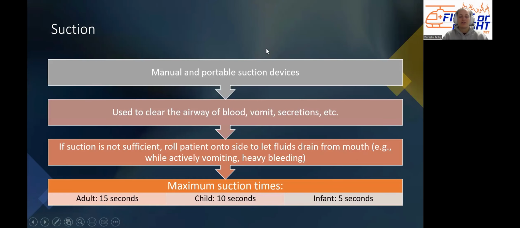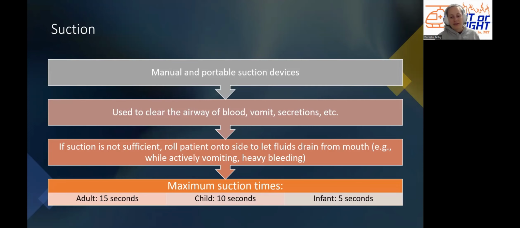Okay, suction. So we may also need to suction the airway to be able to clear it of fluids that would be in the airway. There are manual suction devices, and then there are portable suction devices that are electric or run off of a battery. These are used to clear the airway of blood, vomit, secretions. I have a hand manual suction device. You just attach a tube, and then you just squeeze it by hand. Each time you squeeze the trigger, it suctions.